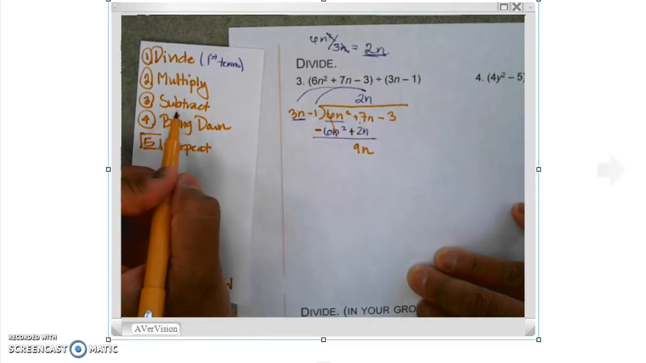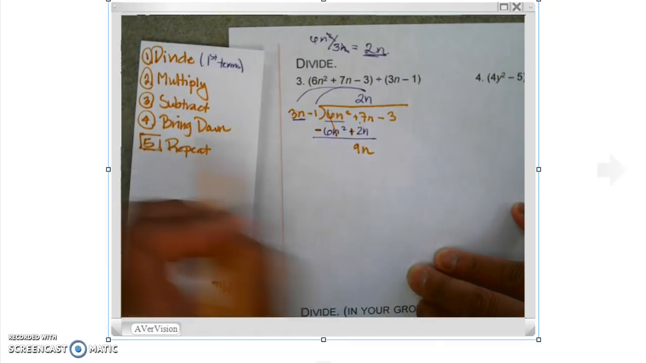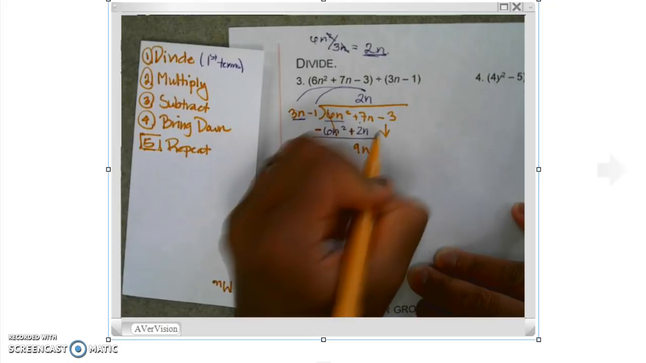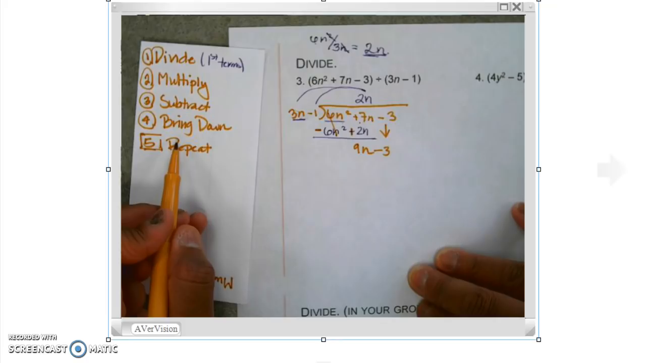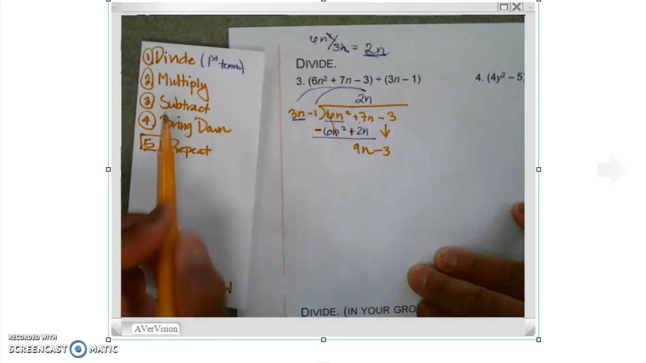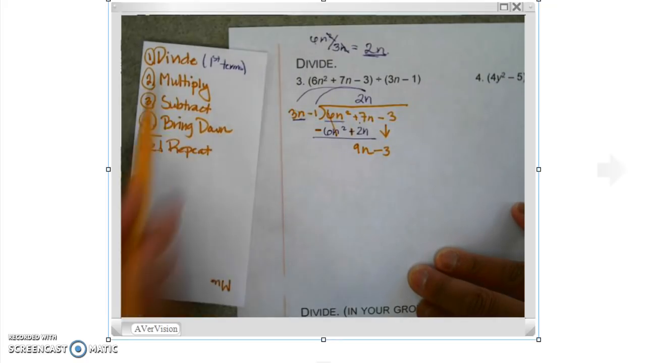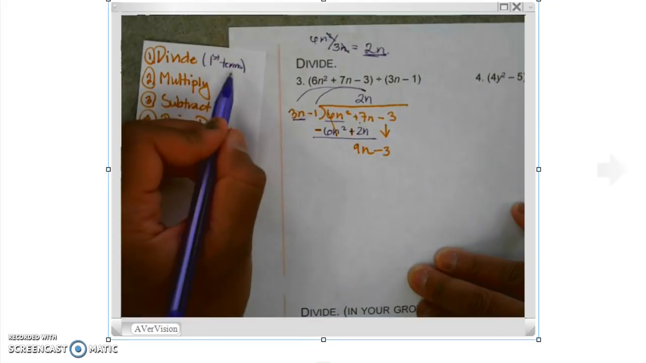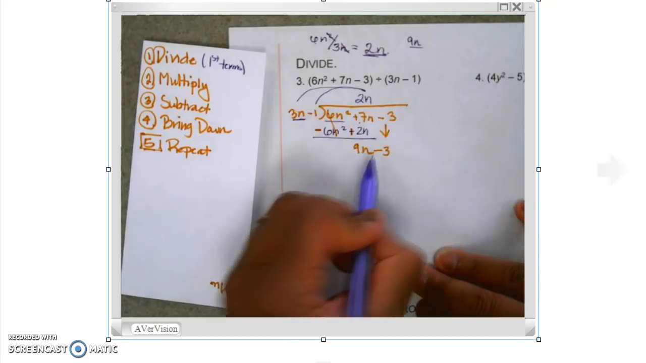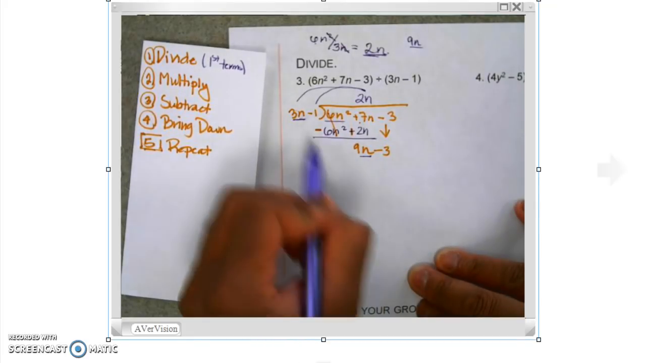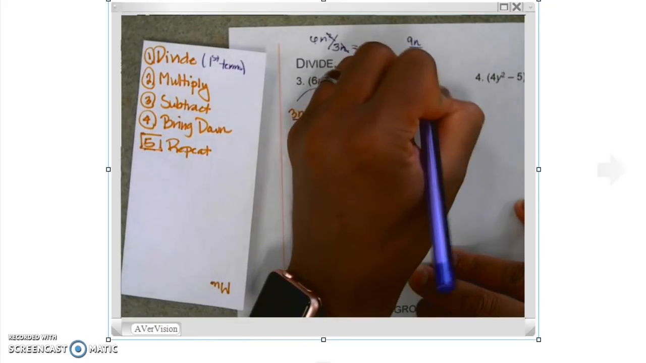I've just subtracted. Next on my list is to bring down. Well, what can I bring down? Minus 3. Cool. I have brought down. My next step is repeat. So I'm going to go back up to the top, and I'm going to divide what? First terms. So this is 9n, that's the first term here, divided by 3n, that's the first term there.